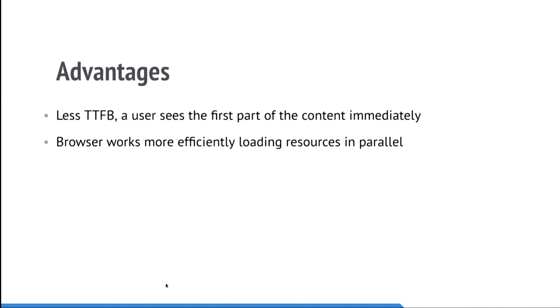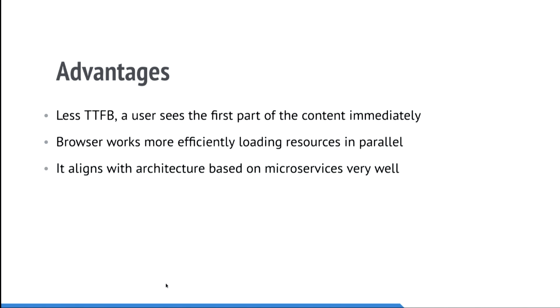The second thing is that the browser works more efficiently, loading resources in parallel, and I'll show you a screenshot in a second of how that works. It also aligns very well with an architecture based on microservices. Because the main idea is to split your data into small pieces and serve them in blocks of your page, it's perfectly fine to have a set of microservices which you can use separately. Every microservice just serves data of its scope, without using other microservices. You can use them directly to build a page.